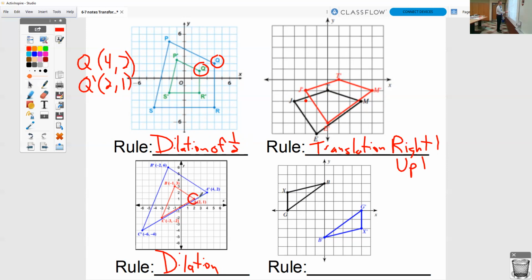This one, if I look at A and I look at A prime, A is 2, 1, and A prime is 4, 2. Well, notice in this one, I'm going from A to A prime. I'm going from 2 to 4. So this is a dilation of 2. That's what we're multiplying by. This one is being turned. So this is a rotation.